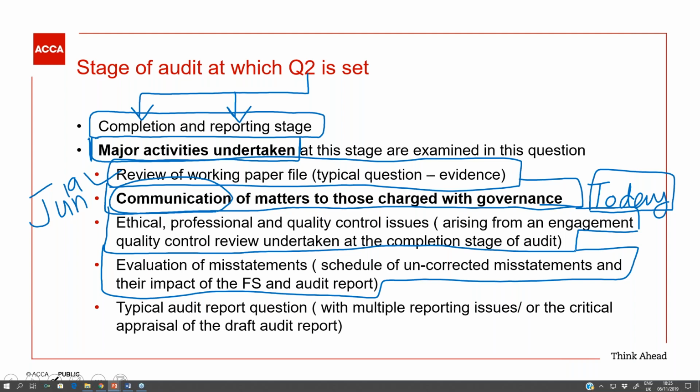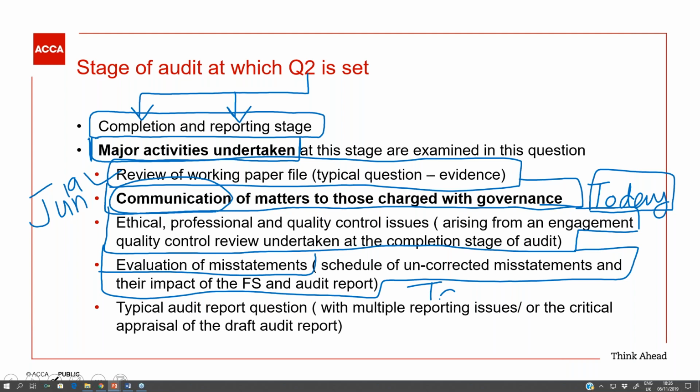So a typical question on evaluation of misstatements has come so many times in the past papers. I'll make you realize, even though I've done it in my previous webinars, I'll do an example today. In the exam paper, you get the misstatements and you need to evaluate them, whether they are material or immaterial, and you need to evaluate their impact on the audit report. So this is another activity which takes place at the completion and reporting stage, and I'll try focusing on this today.